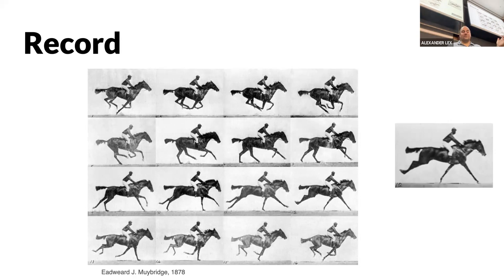Side note, a not visualization related fact: Muybridge actually killed his wife, and he was acquitted because she was having an affair. Back then it was considered justifiable homicide.